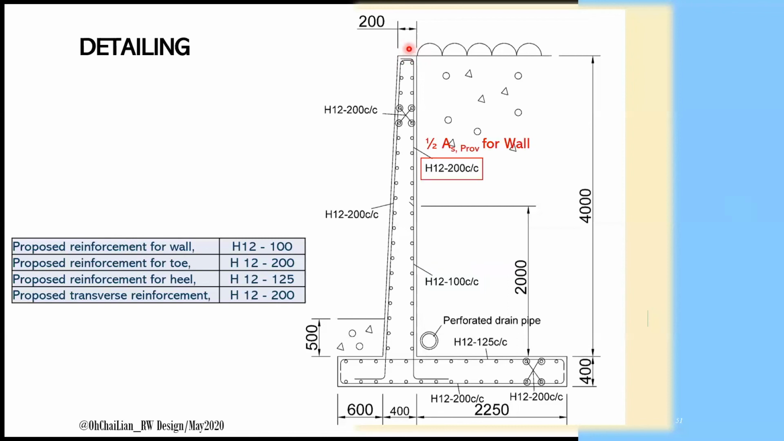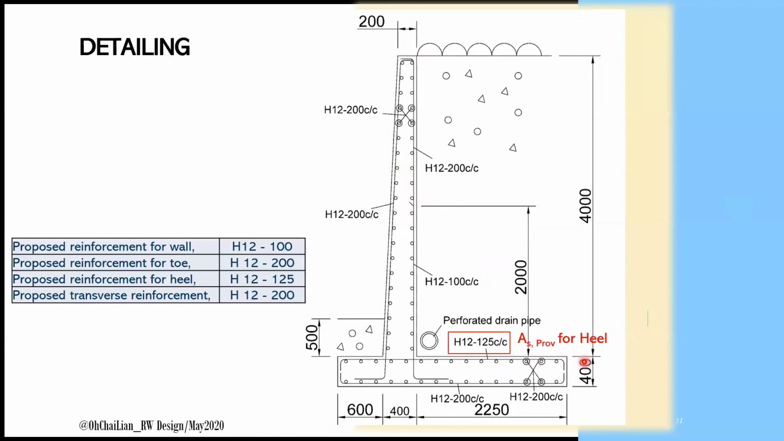H12-100 center to center can be reduced to half, and the curtailment can be placed at the half height of the wall. Then, for toe, H12-200 is placed horizontally at the bottom of the base, whereas for heel, H12-125 center to center is placed horizontally at the top of the base.